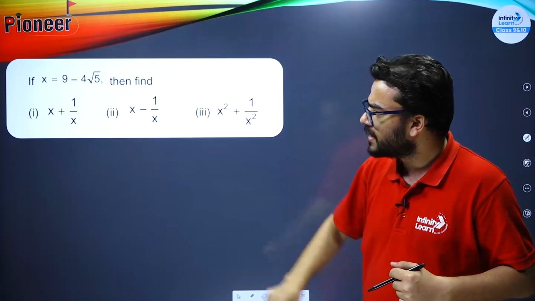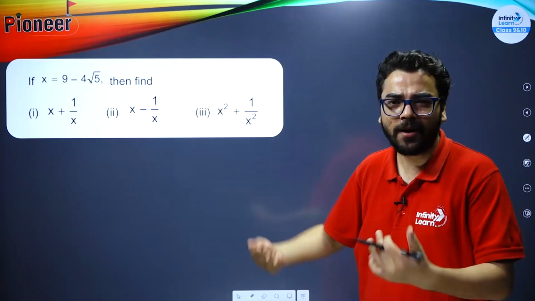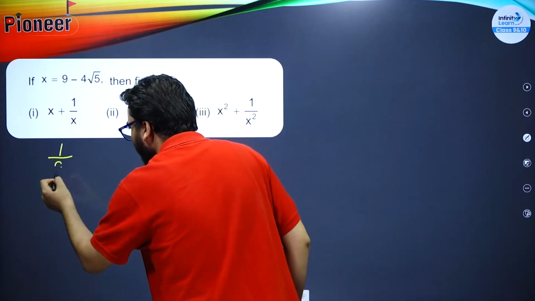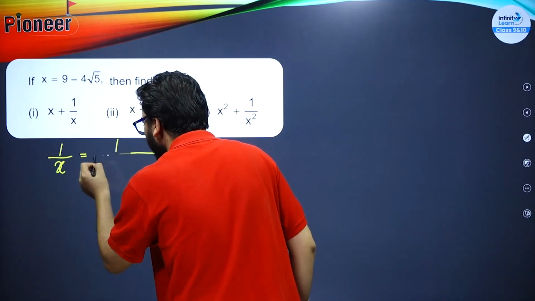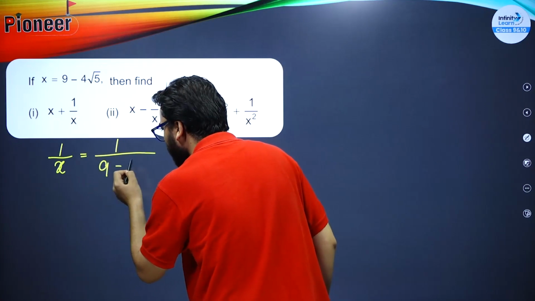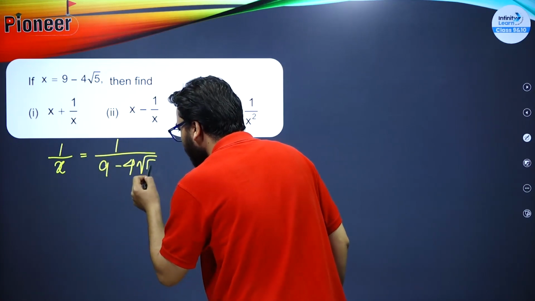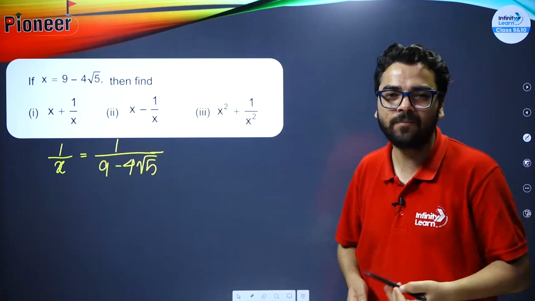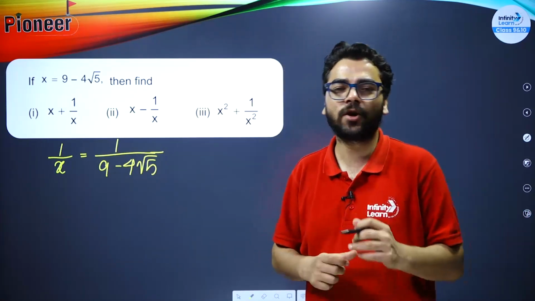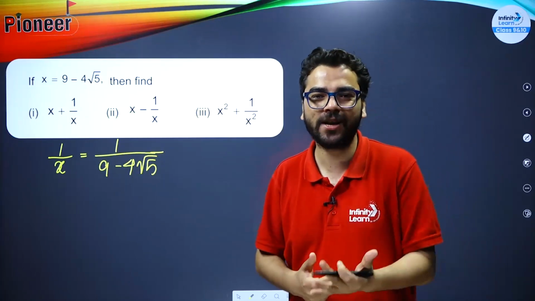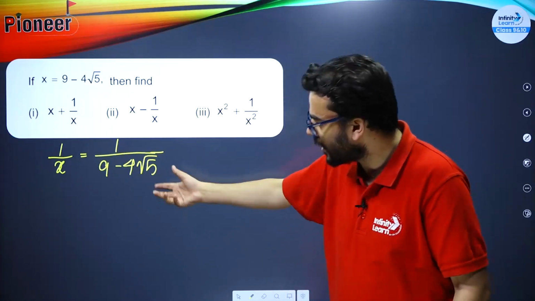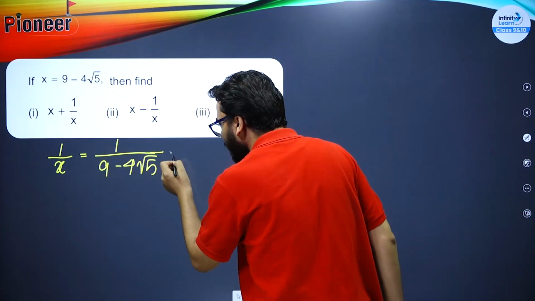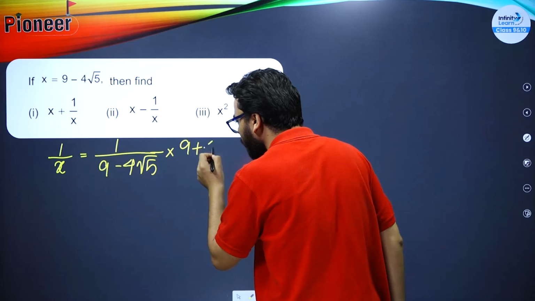So the very first thing is x is already given, but 1 by x we don't know, right? So what will be 1 by x, guys? 1 by x will be equal to 1 by 9 minus 4 root 5. So you see, if you put 1 by x in this form only, you will not be able to get a simplified answer. Although it is not directly given in the question to rationalize the denominator, you have to rationalize the denominator. So you see 9 minus 4 root 5. Can I multiply and divide by 9 plus 4 root 5?